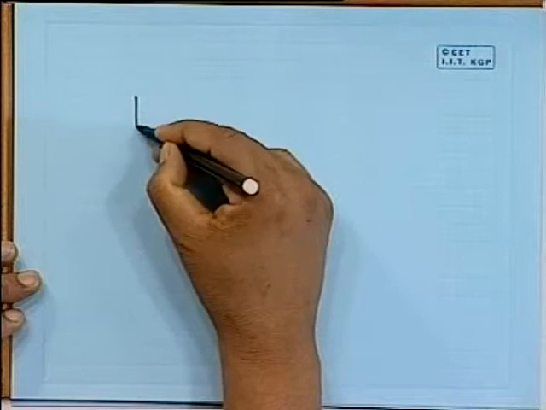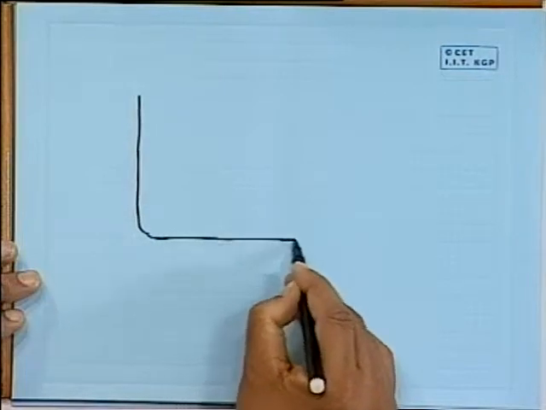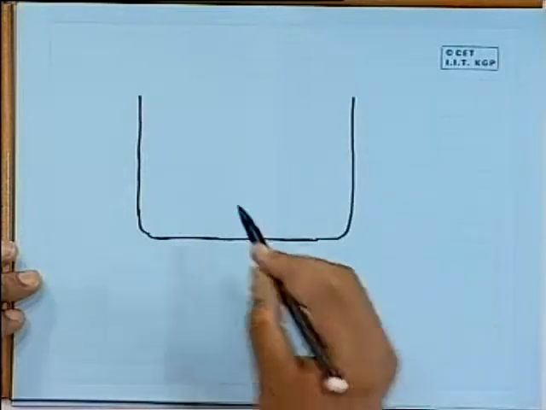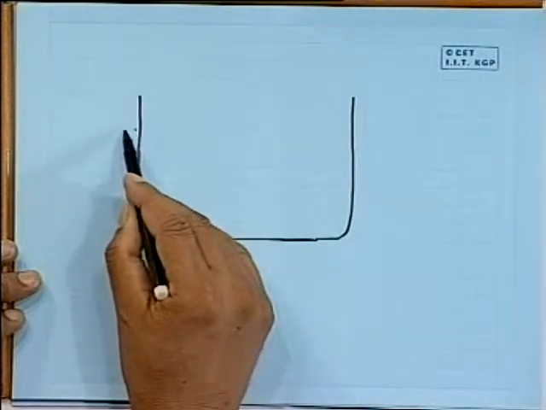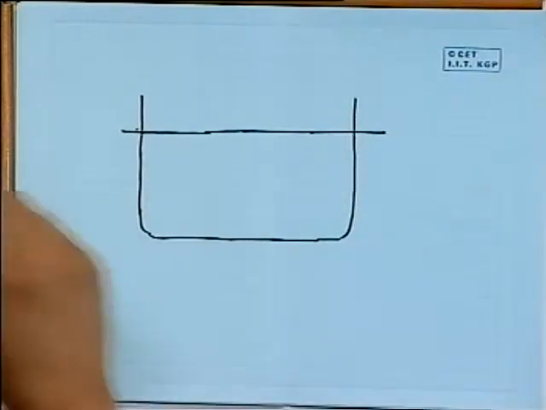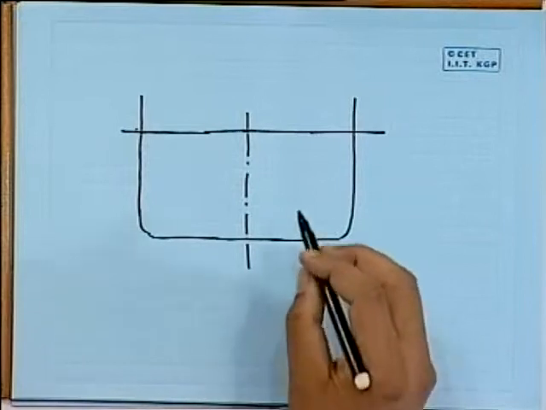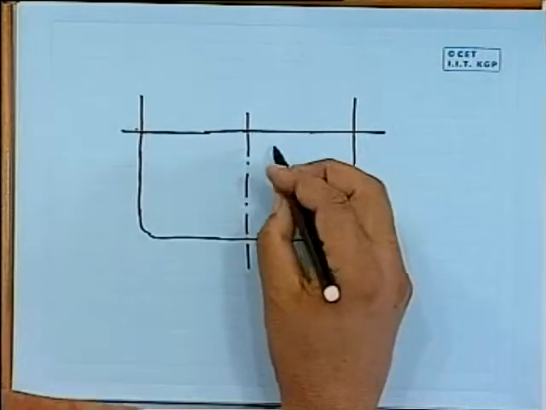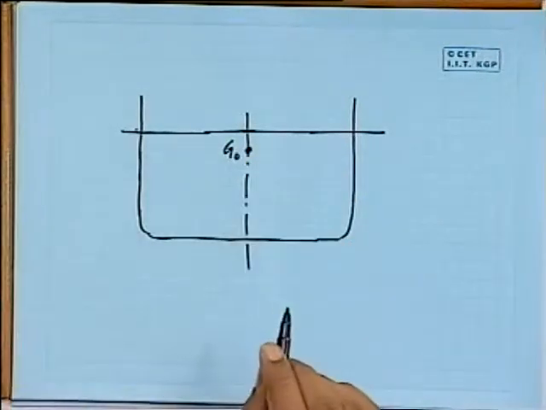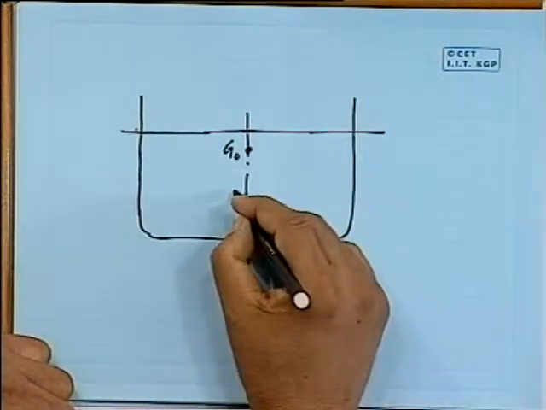Now, let us draw one. Ordinarily, as we have seen earlier, suppose I have a center of gravity here, let me call it G0, the original G. I have a center of buoyancy here, initially somewhere, let me call it B.